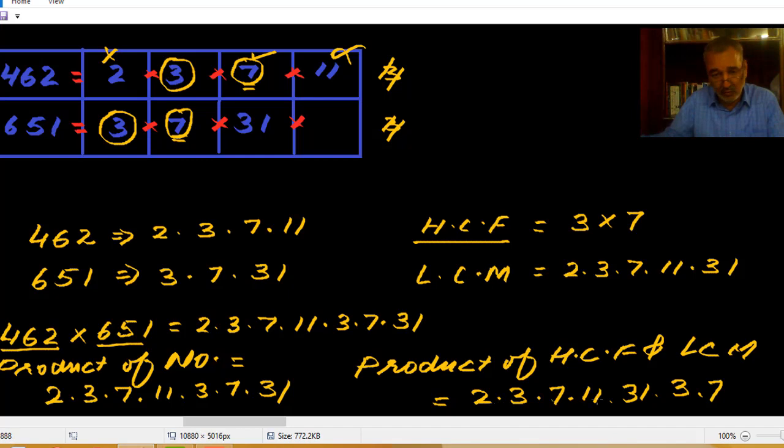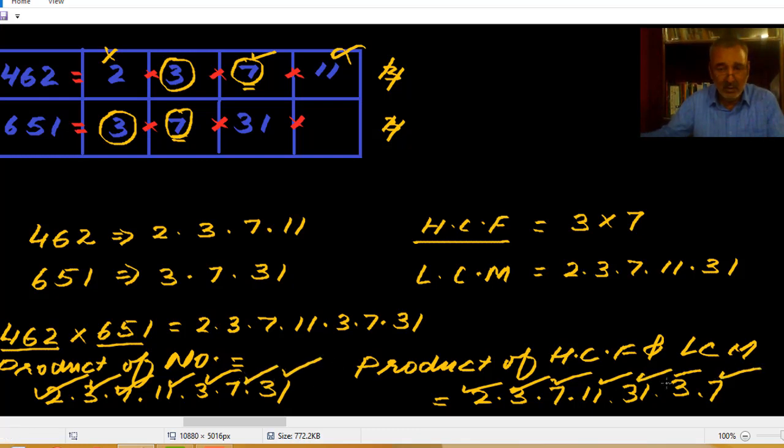Check these two numbers. Is 2 included? Yes. 3? Yes. 7? Yes. 11? Yes. 3? Yes. 7? Yes. And 31? Yes. So all these numbers are the same in both, whether it is the product of the numbers or the product of HCF and LCM.